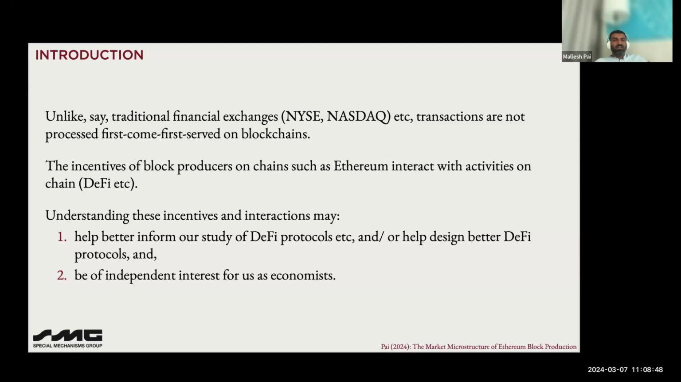So in particular, when we think about traditional institutions, traditional financial exchanges, for example, those institutions serve transactions on a first-come, first-served basis. Here, transactions are not processed on a first-come, first-served basis. As several of you are probably aware, a blockchain proceeds in blocks. And there is an announcer for the block, and that block announcer has a lot of latitude to select what transactions from the universe of available transactions actually get included and processed.